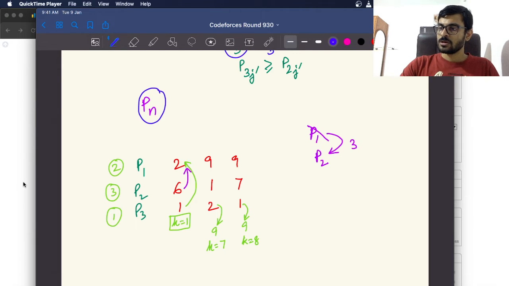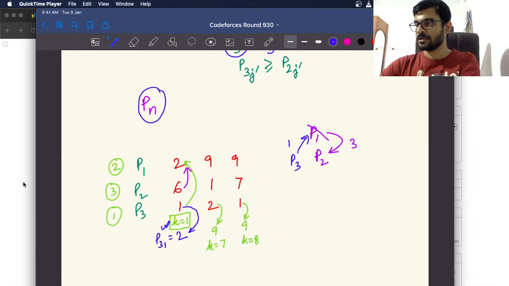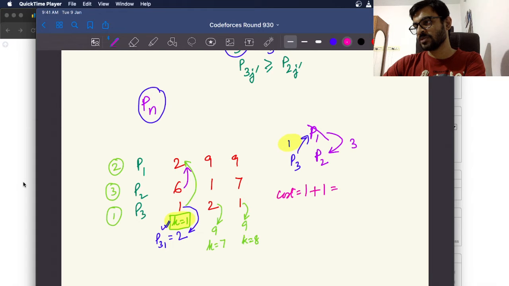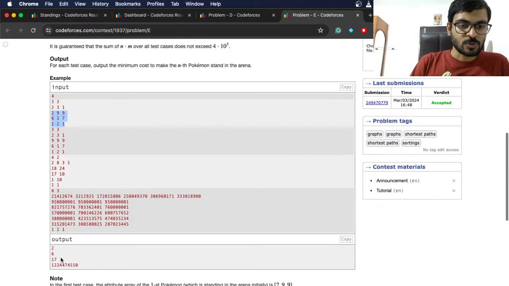Now once this has become 2, this P3 with attribute 1 becomes 2. And then what can you say? Now it is equal to this, now I can take over it. So now P3 can take directly over P1 using what cost? Using this cost, C3, it is 1. So one cost over here plus one cost over here gives us cost equals 1 plus 1, which is 2. So in this way, we got the answer 2 over here.